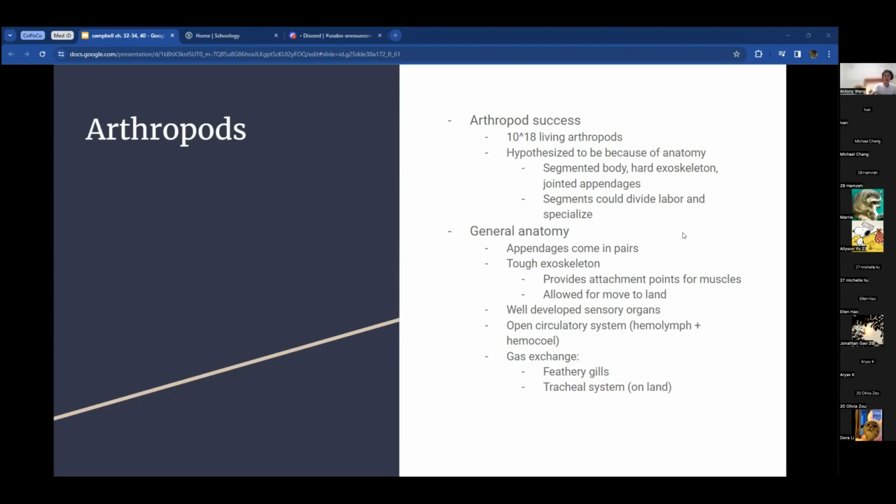For example, in a lobster, the claws developed from appendages similar to the legs, or they were once similar, and they diverged. Appendages come in pairs, and a tough exoskeleton, and these are some of the characteristics that made them really successful. They have a strong defensive system, and paired appendages just give them a lot of utility. They can do a lot of things.